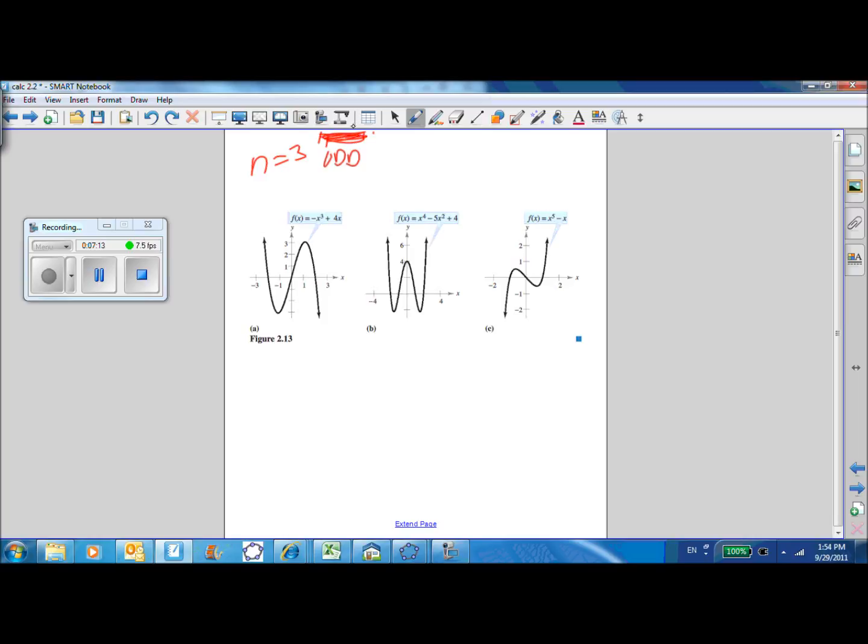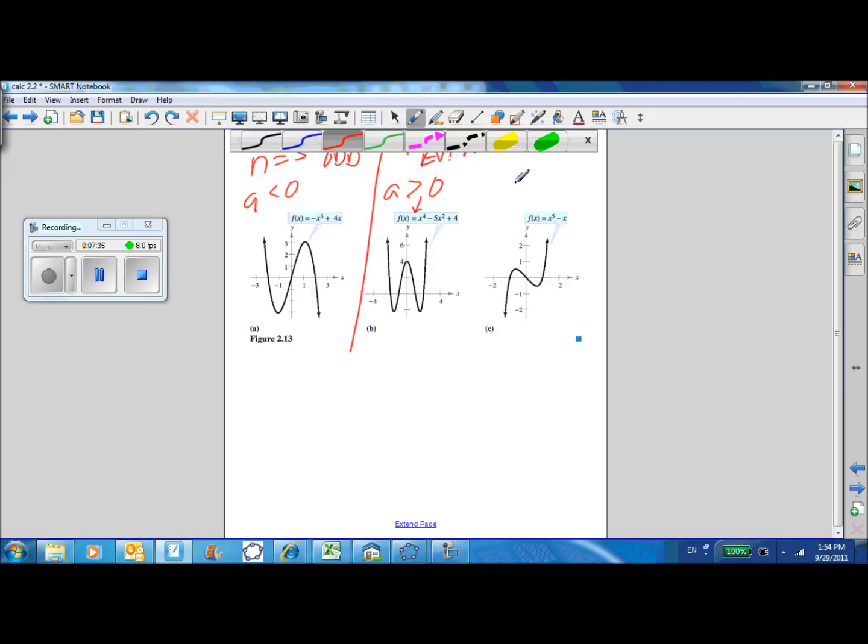Well, it's not an odd function. It's an odd degree polynomial, so it heads toward opposite infinities. And since a is less than 0, it's going to have this general downward trend. Here, on this one, n equals 4. That's even, so they're going to agree on the same infinities. And since a is greater than 0, the leading coefficient here, 1, is greater than 0. That means they're going to both head up to positive infinity.